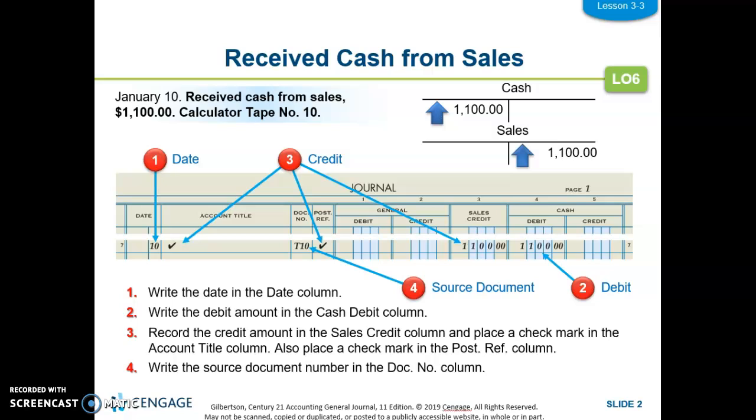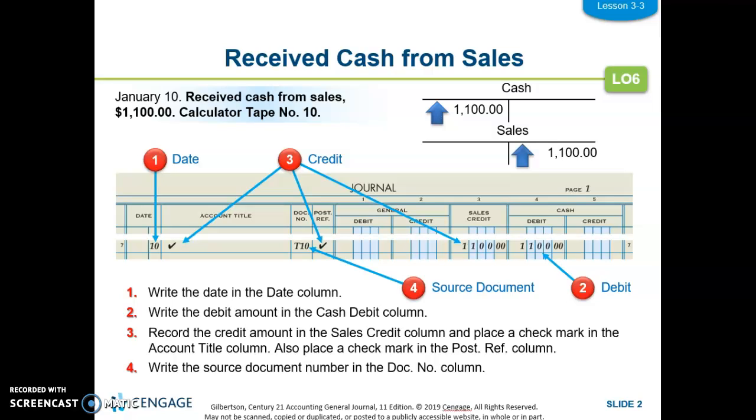Our first transaction is when we receive cash from sales. On January 10th, received cash from sales $1,100, calculator tape number 10. Our two account titles we would use for this would be cash and sales. Cash would increase with a debit and sales would increase with a credit.